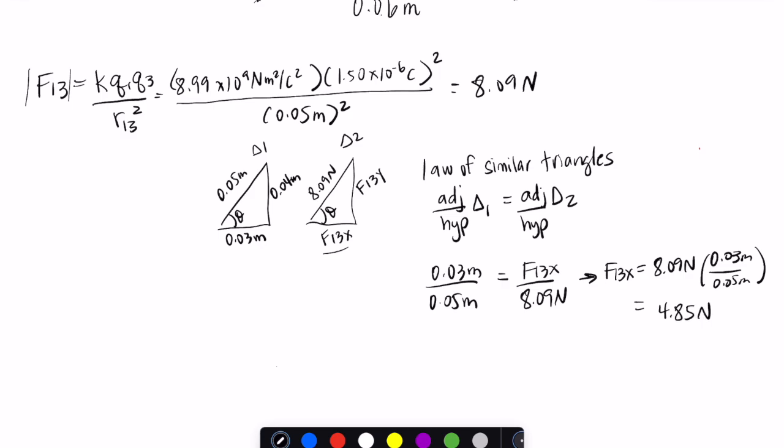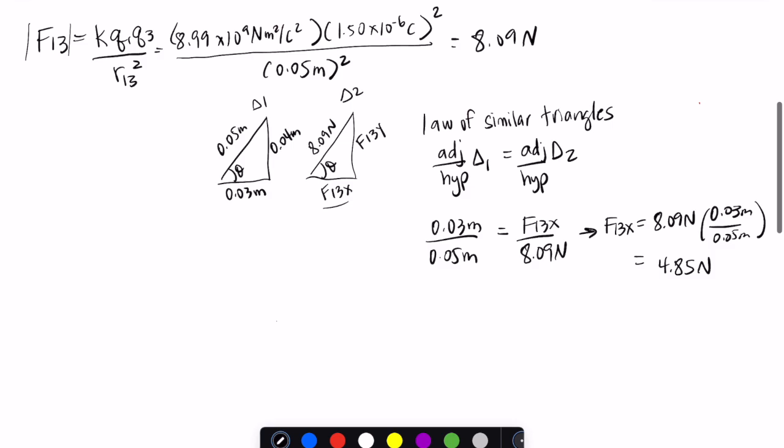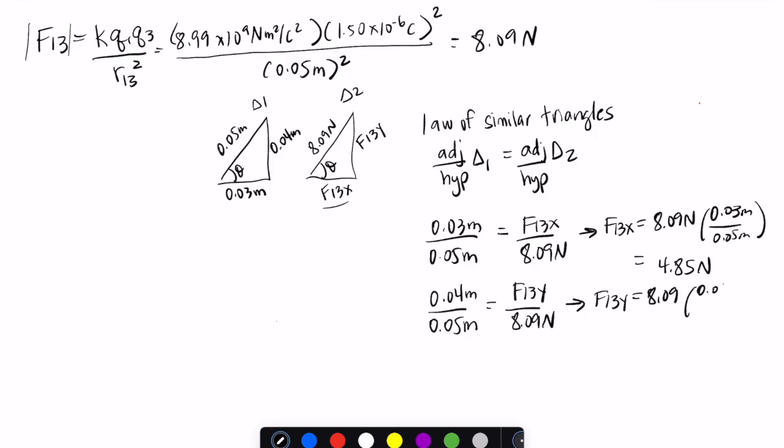Okay. Let's do the same thing for F13y. So we'll use the opposite side, opposite over hypotenuse this time. Okay, and that gives us 6.47.